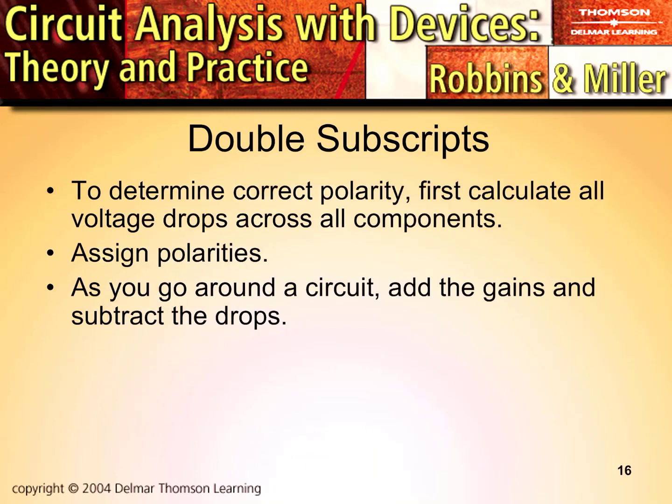To determine the correct polarity, first calculate all the voltage drops across the components, all your magnitudes. Then assign your polarities. How do you assign your polarities? Based on the direction of current. If I have a voltage drop and I tell you current is in this direction, you know current enters the most positive polarity of the voltage and exits the negative. So that makes this the polarity for V. As you go around a circuit, add the gains and subtract the drops.